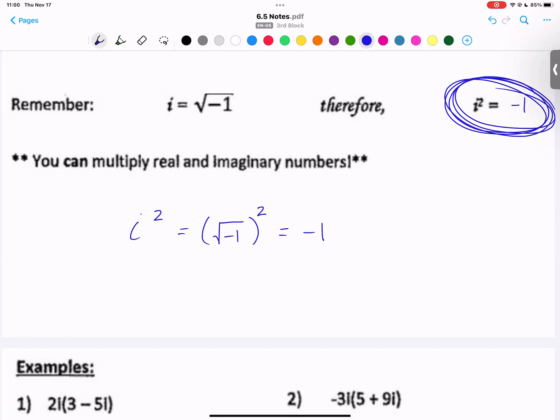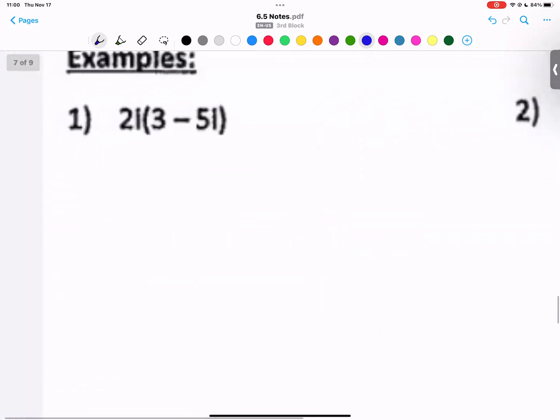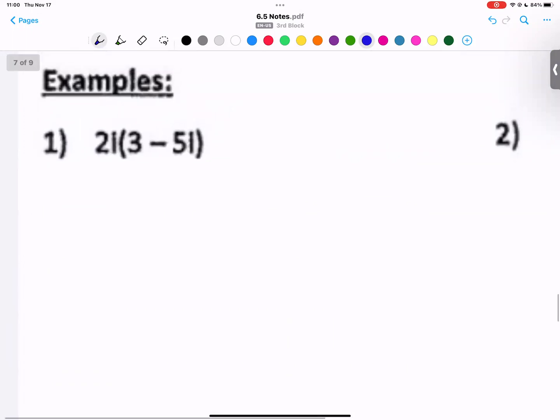And you can multiply real and imaginary numbers together. So let's look. We have 2i times 3 minus 5i. So what we need to do is distribute that 2i to both terms. So we have 2i times 3, which gives us 6i. 2i times -5i, which gives us -10i squared.